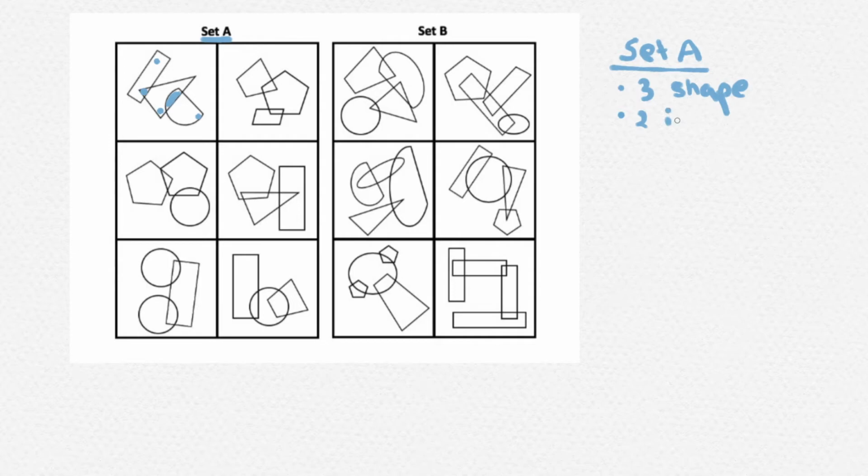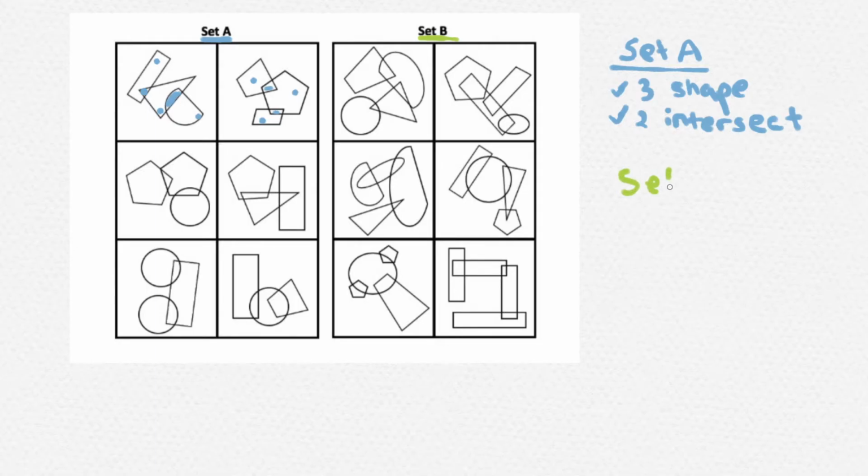intersection points. Now, remember how I said whatever rule you find on one square must be similar to another square in the same set. Now, let's try the second square of set A. There is 1, 2 intersects, so let's take that rule. And there is 1, 2, 3 shapes. So this will be our final rule for set A.